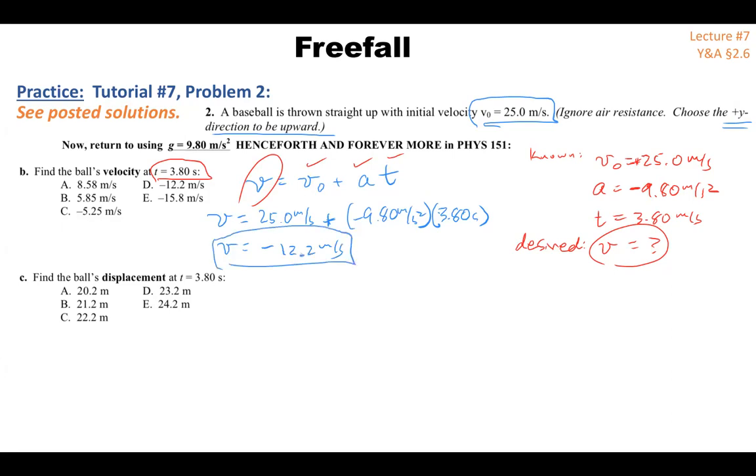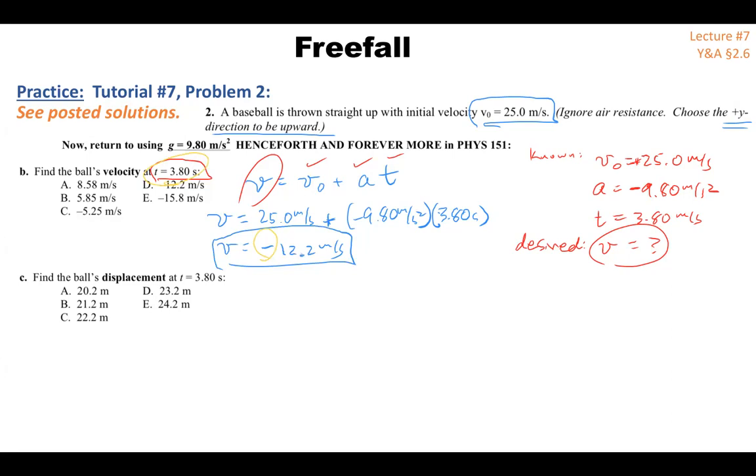And just to sanity check this, remember, we already estimated that the peak of the ball's path was at around 2.5 seconds, roughly. And this problem is asking us about a time at 3.8 seconds. So it should make sense that the ball should be on its descent already, right? The ascent is done and we've passed the peak and it should be on the descent. Sure enough, good. We have a negative value for the velocity, which is what we would expect.